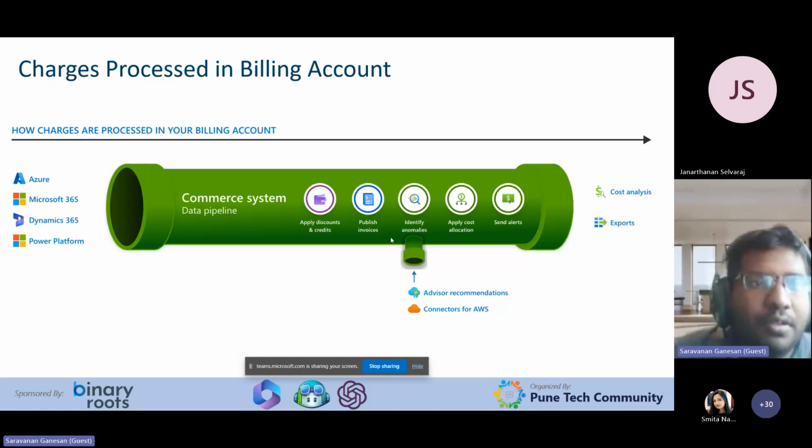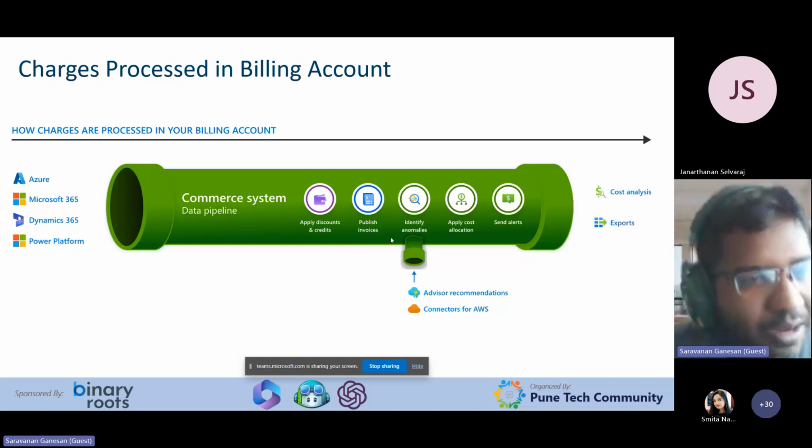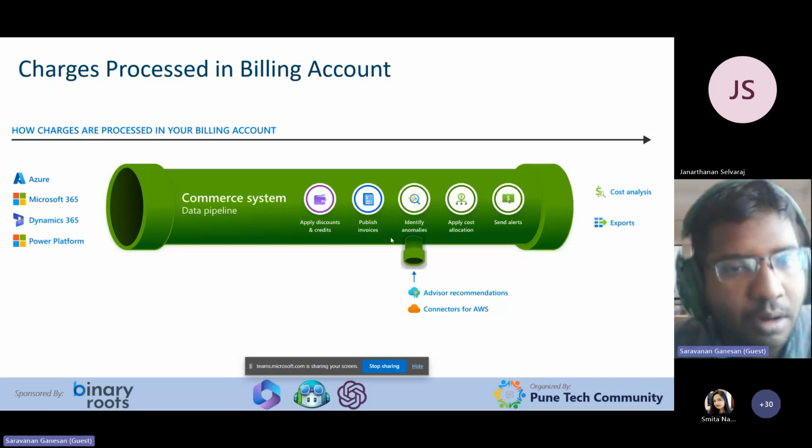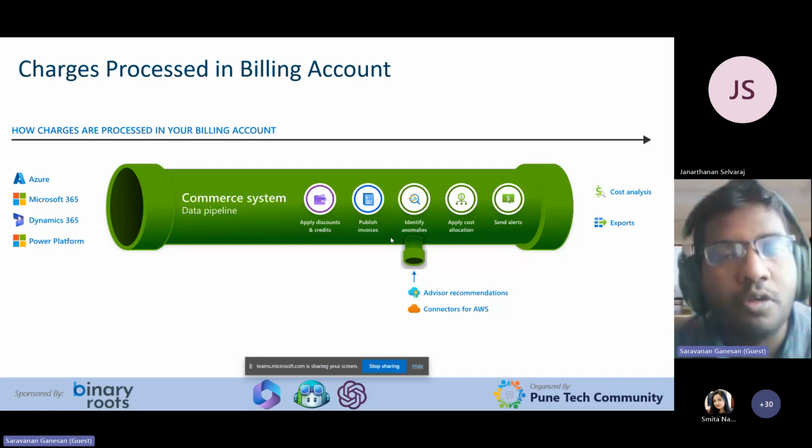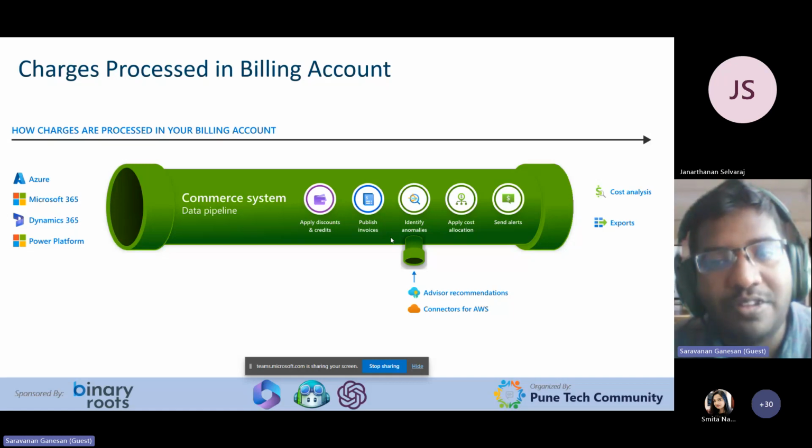the services which are present in these domains will be entered into this pipeline called the commerce system data pipeline. After this, the cost of the services utilized in these ecosystems enters this pipeline, and it will check for some credits, how much discount we can give for this particular client based upon their billing. Once that processing is done, they can publish their invoices, and they can also identify some anomalies.